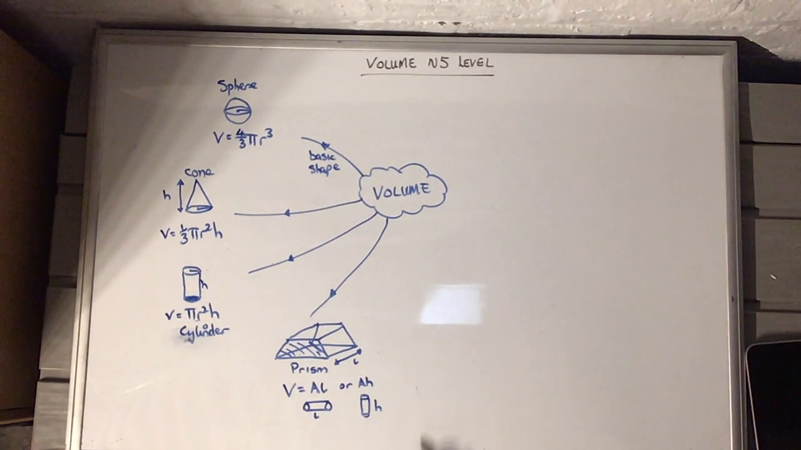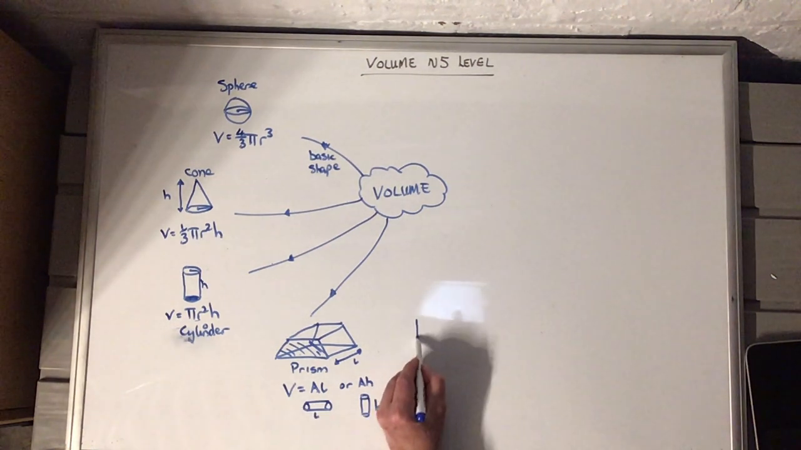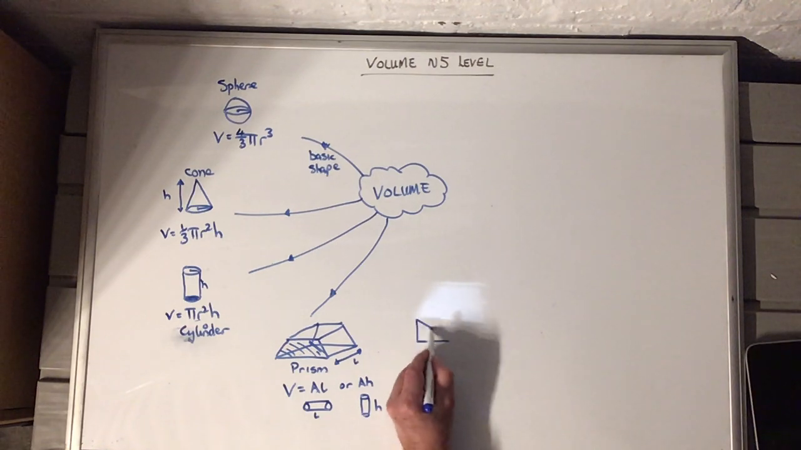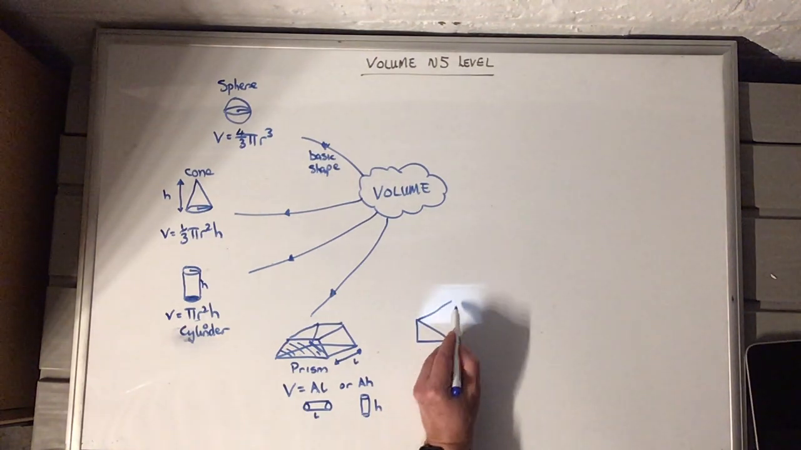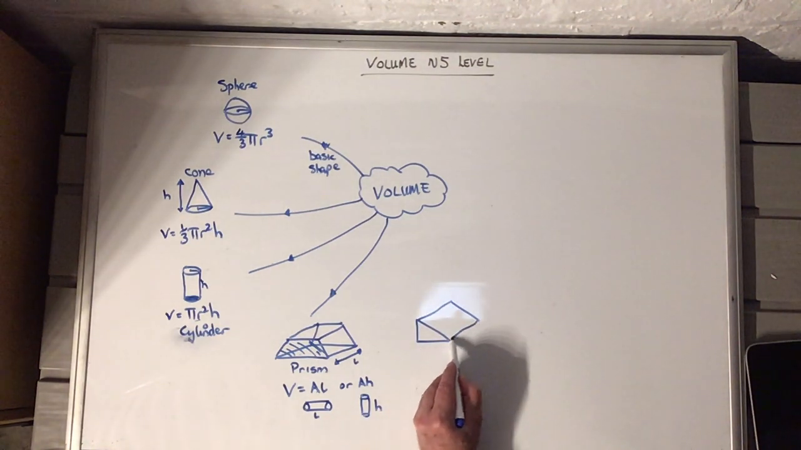Now, you can get all sorts of other types of prisms. A common one to come up is a triangular prism, something like that.